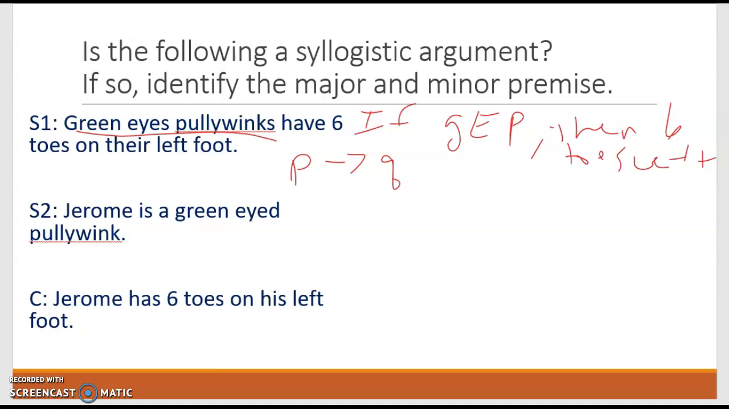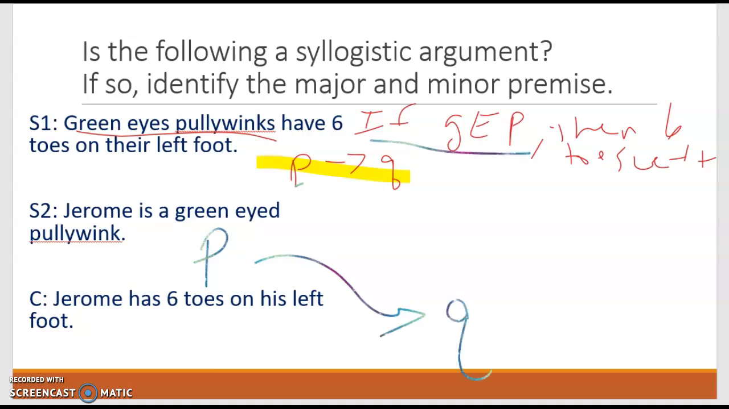Statement two is a little bit more specific. It's about Jerome, who is a green-eyed pullywink. Well, looking back at statement one, if you're a green-eyed pullywink, we said that was P. Therefore, statement two is just P. And think about this: if the if-then statement is if P, then Q, then if we have P, that would lead to Q. And look what our conclusion is. Jerome has 6 toes on his left foot, which is the conclusion.